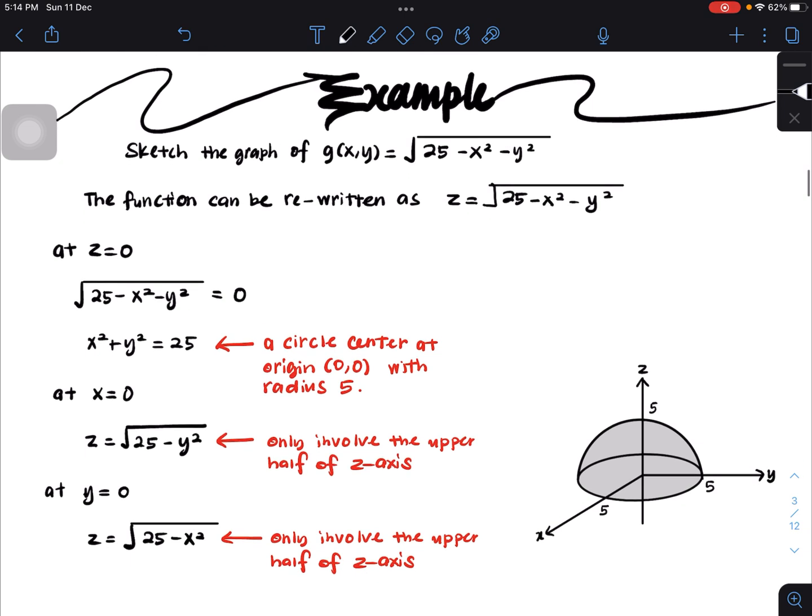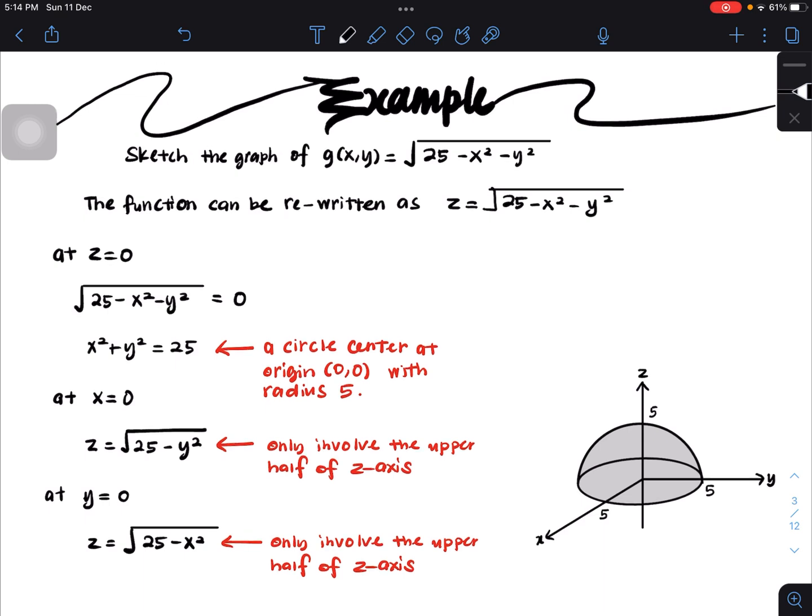Alright, sketch the graph of the function square root of 25 minus x squared minus y squared. The function can be rewritten as z equal to square root of 25 minus x squared minus y squared. Why? Because this function involves three axes. You have x here, you have y here, and the one you don't have is z. So this is actually the function of z. Now you have z equal to square root of 25 minus x squared minus y squared. Previously we have seen that this will give us the hemisphere.